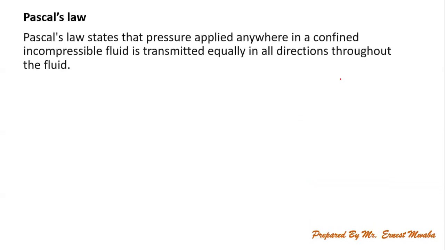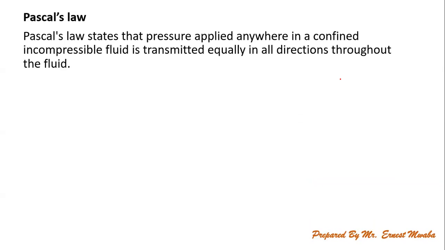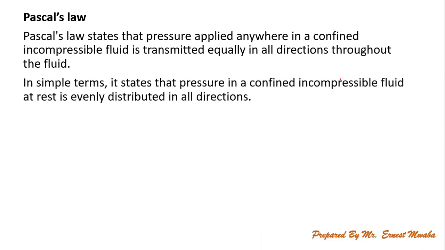So we're saying that Pascal's law states that the pressure applied anywhere in a confined incompressible fluid is transmitted equally in all directions throughout the fluid. That's what it tries to mean. Then the other version is that the pressure in a confined incompressible fluid at rest is evenly distributed in all directions. When we say all directions, we're trying to say that in all the planes, it could be the x-plane, the y, and the z. The pressure that is distributed is equal in all those. We'll see how this is done in practice when we sample an equation.